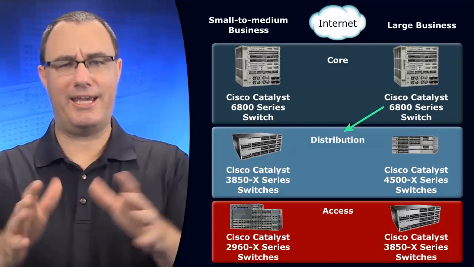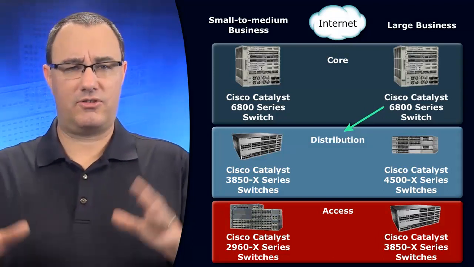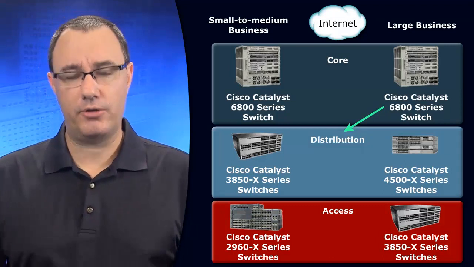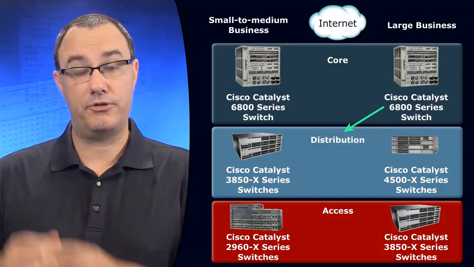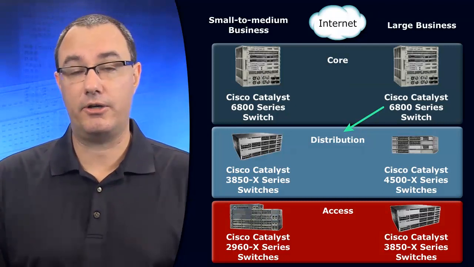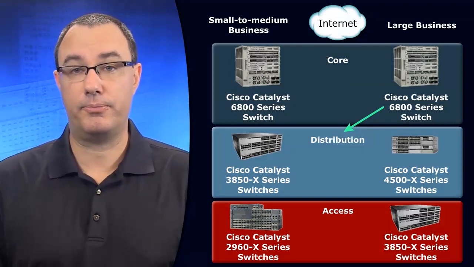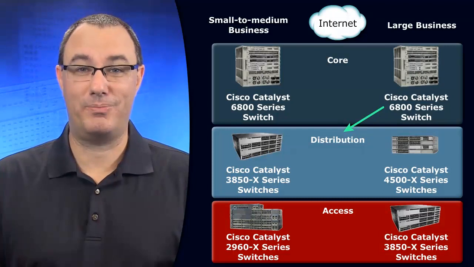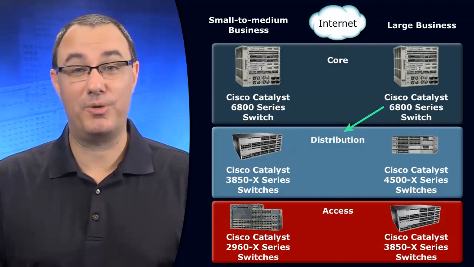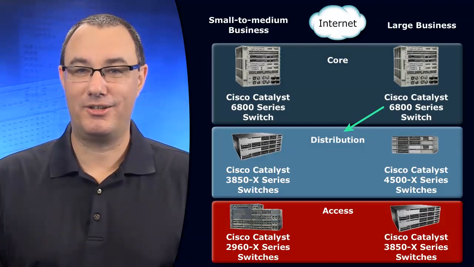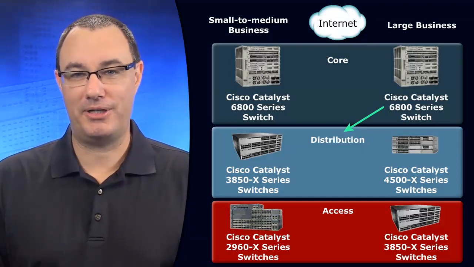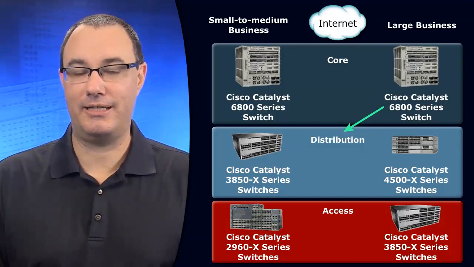So don't go, oh, you can't use it there because that's a core layer switch. No, there's flexibility, and you're going to think about your needs in terms of port density, speed of connectivity, and feature support, and then you're going to find what works best for you. The one thing I will say is the 2900s, well, they're one-trick ponies. They're only applicable in the access layer.